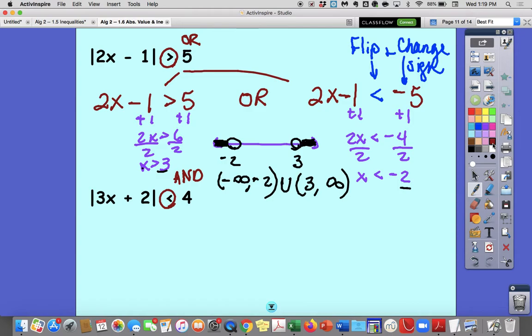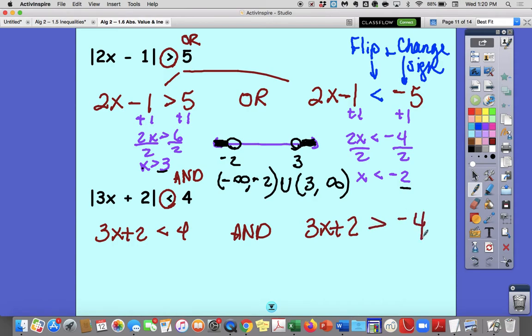All right, I'm going to go ahead and split it. I've got 3x plus 2 is less than 4. It's less than, so it's and, and hopefully you're thinking, oh, it's the land, so it's a little hump in the middle. And then we're going to do the inside. We're going to flip it, and we're going to change the sign. So make sure you flip and change.